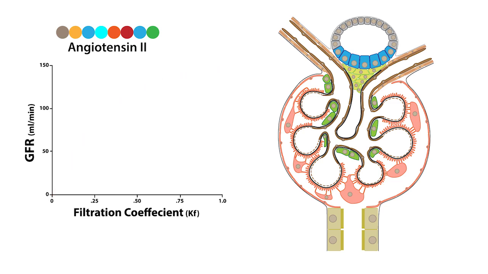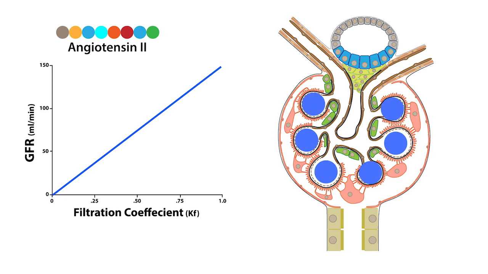Angiotensin II also regulates GFR by influencing the filtration coefficient. It does this by promoting the contraction of the intraglomerular mesangial cells, which leads to a reduction in the glomerular capillary surface area, which results in a reduction in GFR.